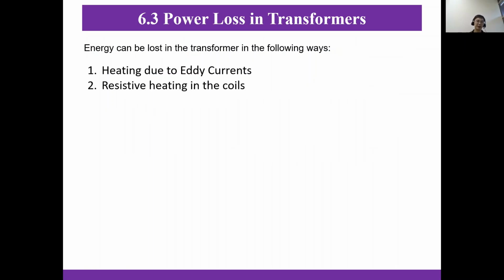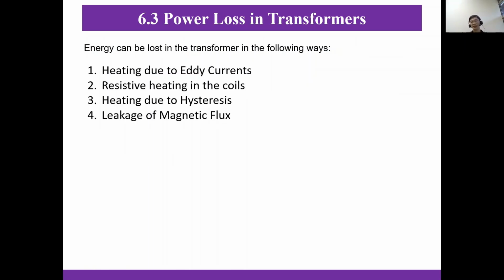It can be lost in these four ways, and I'll talk about each of them one by one. Firstly, heating due to eddy currents. 2, resistive heating in the coils. 3, heating due to hysteresis. I'll talk about that in a bit more. And number 4, leakage of magnetic flux. The slightly harder concepts to grasp here are 1 and 3.